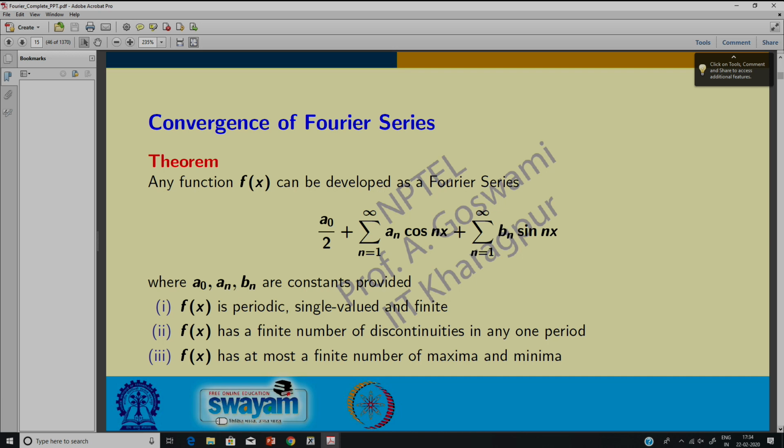Also, any function f(x) can be written in terms of A0 by 2 plus summation n equals 1 to infinity An cos nx plus summation n equals 1 to infinity Bn sin nx, where An, Bn are constants, provided the function f(x) satisfies conditions: f(x) is periodic, single valued and finite; f(x) can have a finite number of discontinuities in any interval; and f(x) has at most a finite number of maxima and minima. Then only we can evaluate it using this.